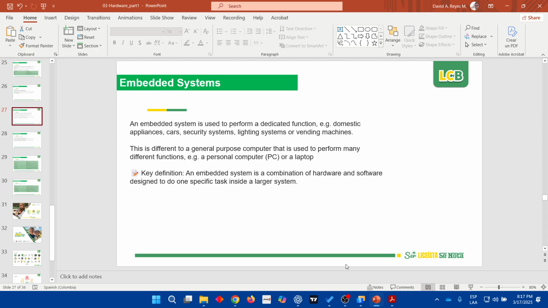A computer is a computer. In the computer you can play. In the computer you can study. In the computer you can do homework. In the computer you can read. In the computer you can listen to music. And many tasks. When we are talking about an embedded system, that means it is something for a specific task. Okay, so I'm going to give you an example.